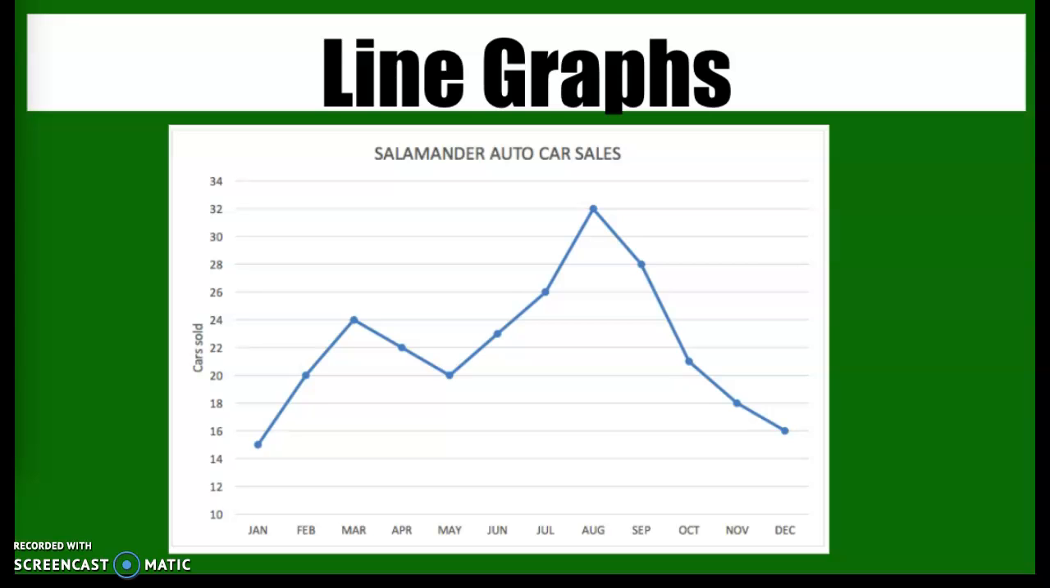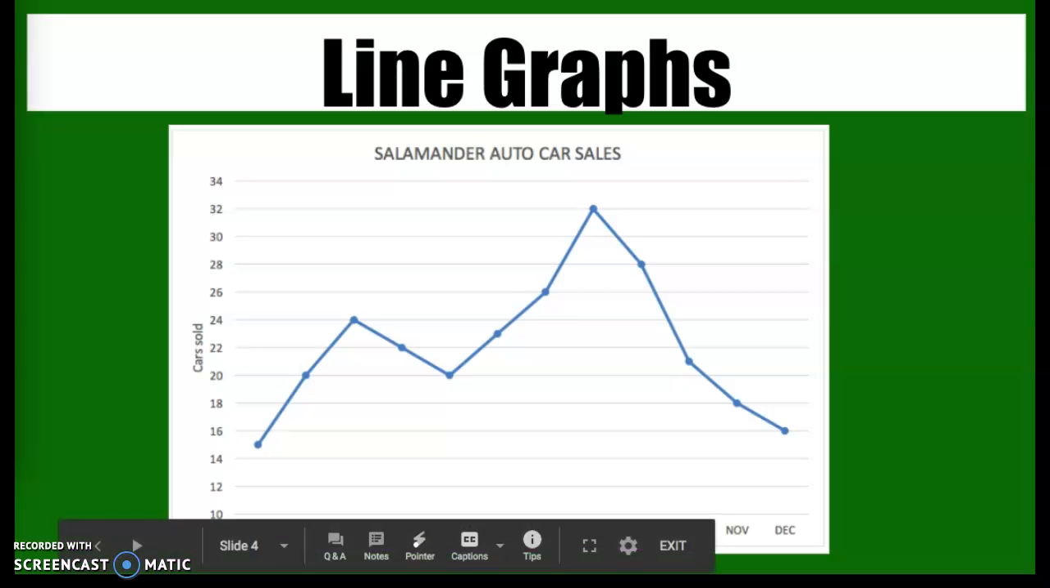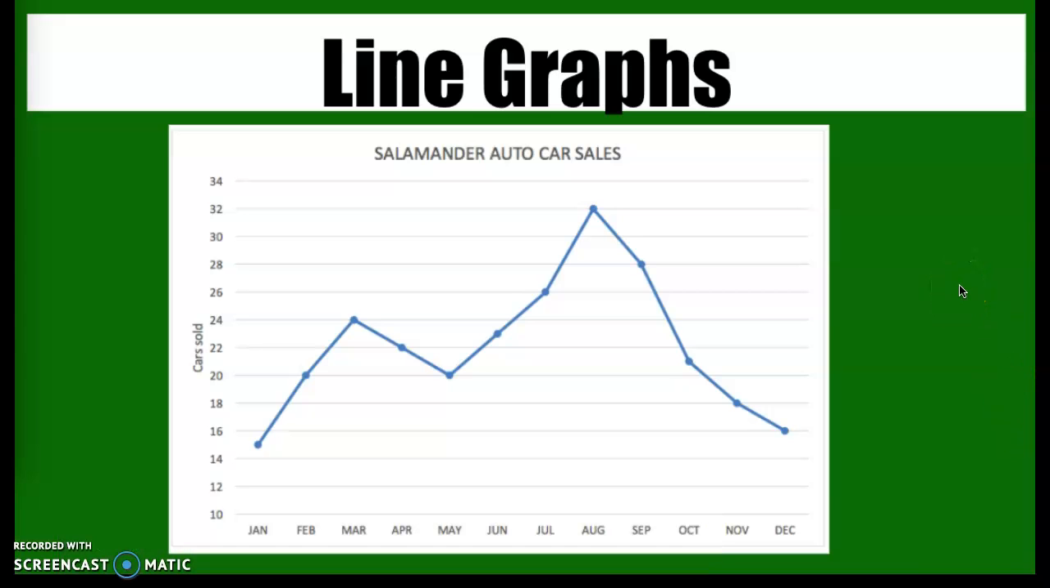The last graph that we looked at was a line graph. And a line graph shows changes. And so this one is a line graph for cars sold, and it has the months down at the bottom, and it has how many cars were sold in each month. So in January, the dot is in between 14 and 16, so I know that that means that 15 cars were sold in January. In February, the dot is right on 20.